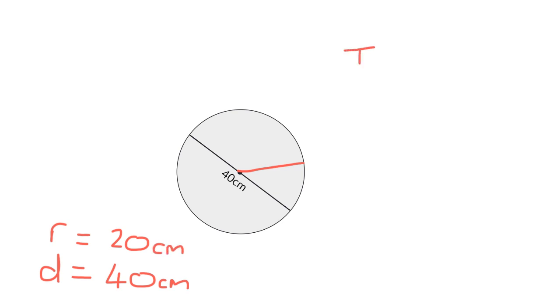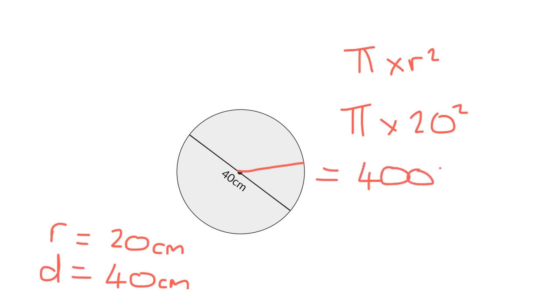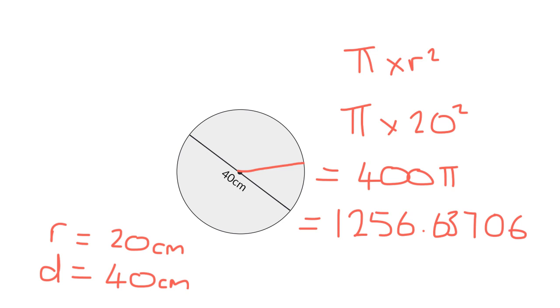Now using our formula of pi times radius squared, we're going to do pi times our radius, 20 squared. Now again, on your calculator, that will give you 400 pi. But we want our answer as a decimal, so you press the SD button, and you've got 1,256.63706. Now again, we only want one decimal place.